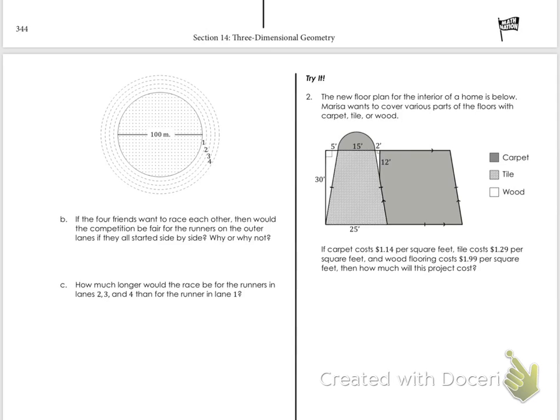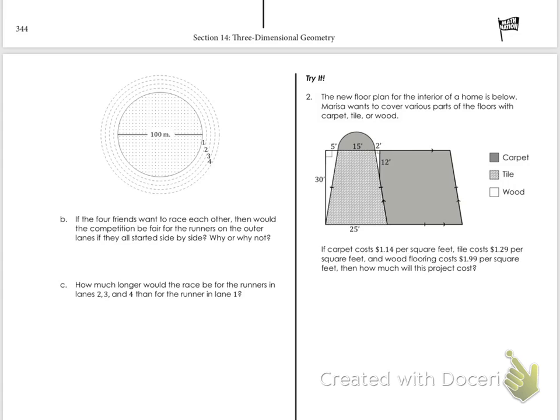All right. So now we're looking at the Try It on, I guess this is page 345. The new floor plan for the interior of the home is below. Marissa wants to cover various parts of the floors with carpet, tile, or wood. If carpet costs $1.14 per square foot, tile costs $1.29 per square foot, and wood flooring costs $1.99 per square foot, then how much will this project cost?